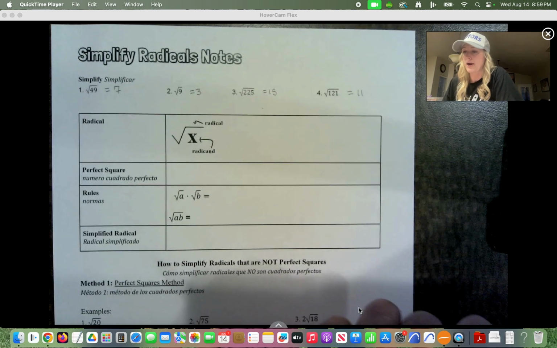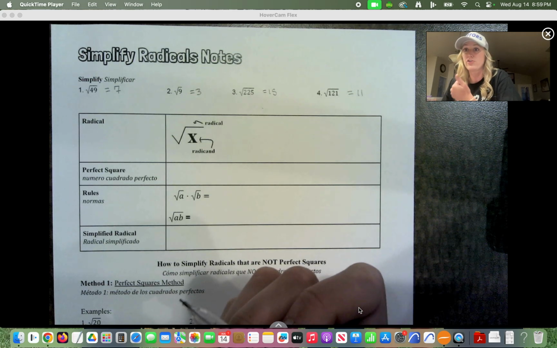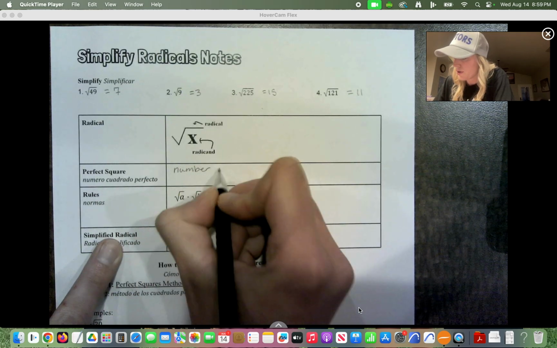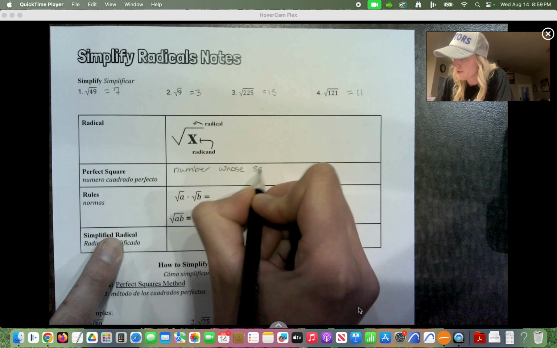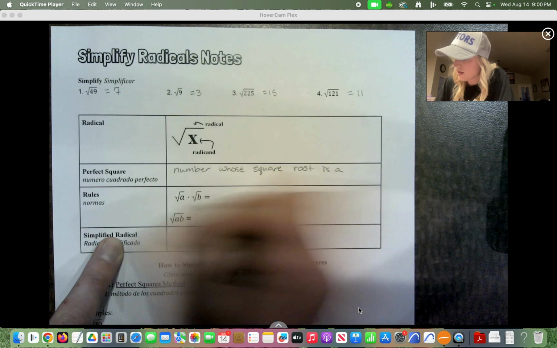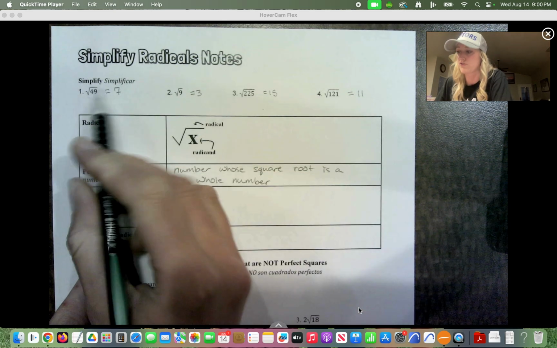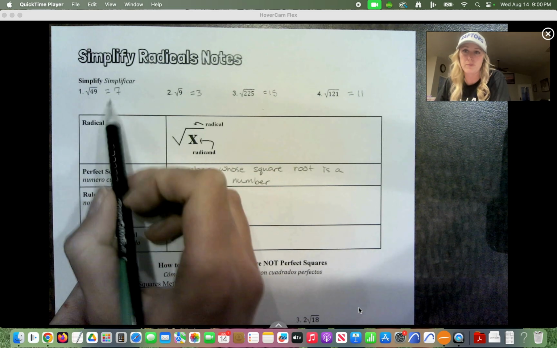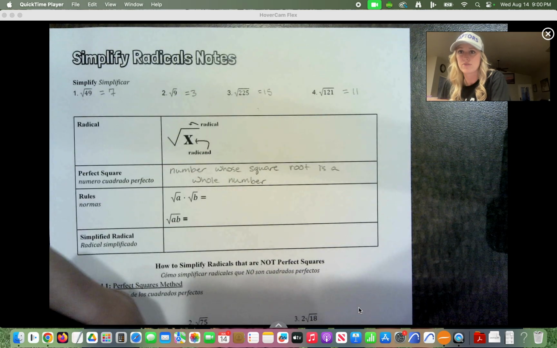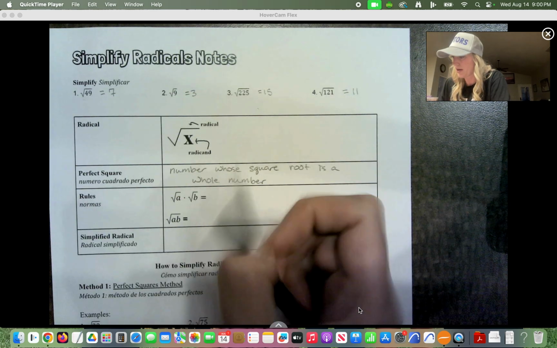A perfect square is a number that has an integer square root. So a number whose square root is a whole number. So these were all examples of perfect squares. 49 was a perfect square because we got a nice whole number answer. Where if I wanted like the square root of 10, there's no number times itself that equals 10 that's a nice whole number. It's going to be a decimal, for example.